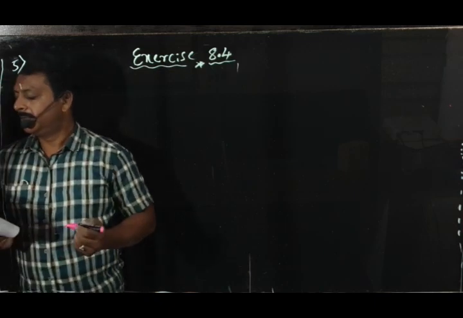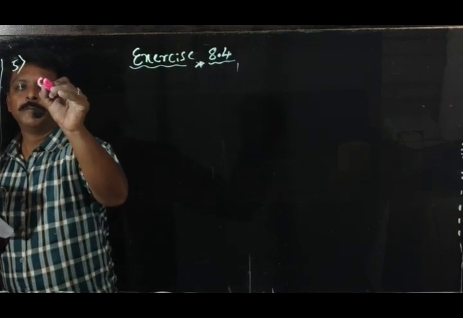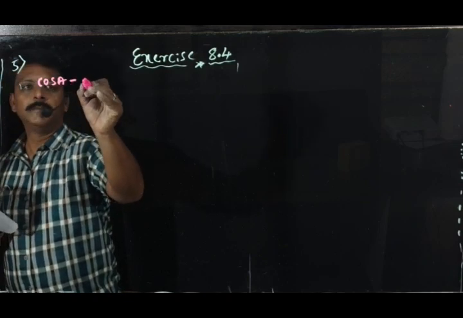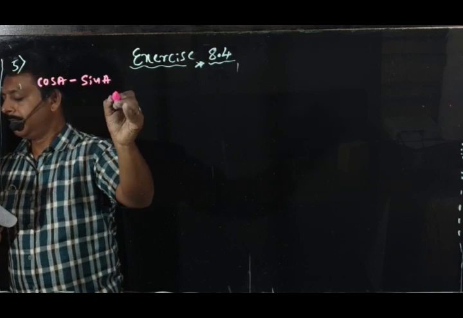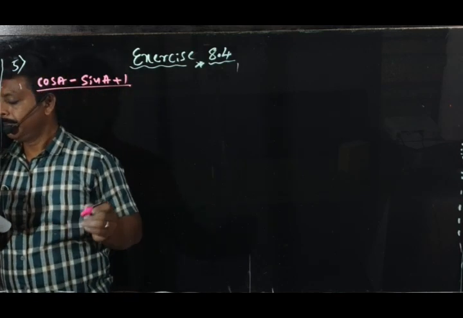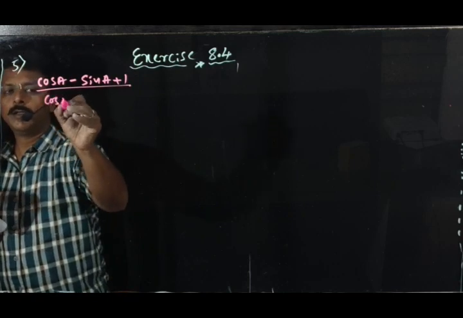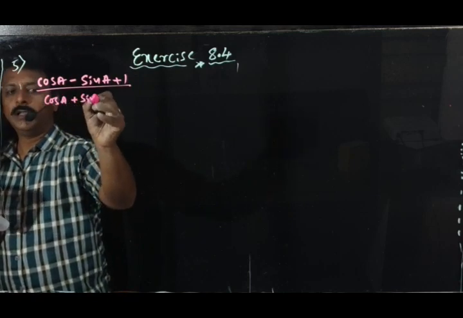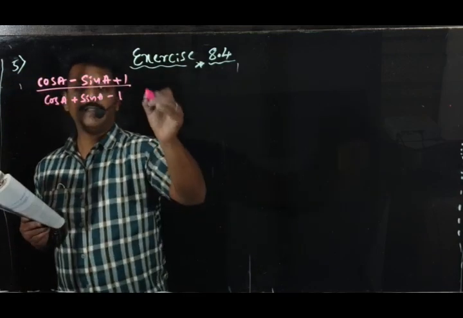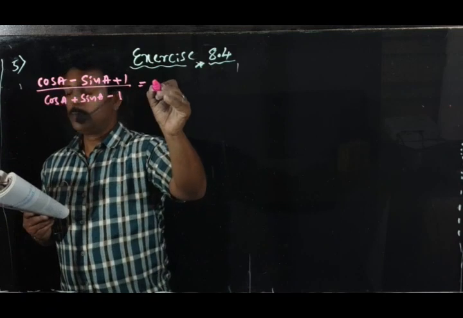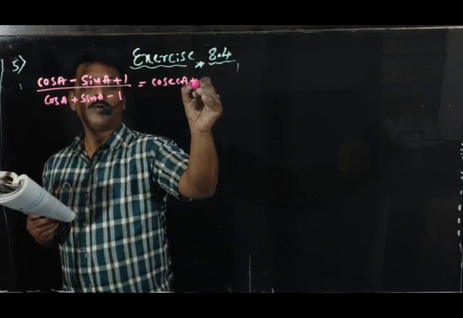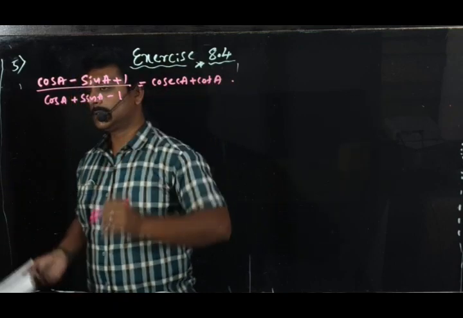Question number 5 is (cos A minus sin A plus 1) divided by (cos A plus sin A minus 1). Okay, and they are asking you to prove that it equals cosec A plus cot A. This is our target.